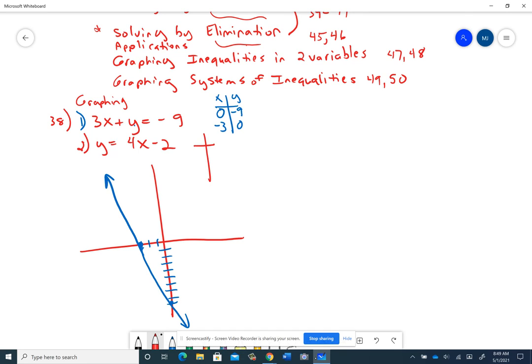That one, I'd find ordered pairs. So maybe put a 0 in for x. The y would be -2. Put a 1 in for x, I'd get 4 times 1 minus 2. That means that the y would be 2. And I could even do another one if I wanted. Put a 2 in for x, and I'd get 8 minus 2, which is 6. So 0, -2, 1, 2, 2, 6. So here's that line.